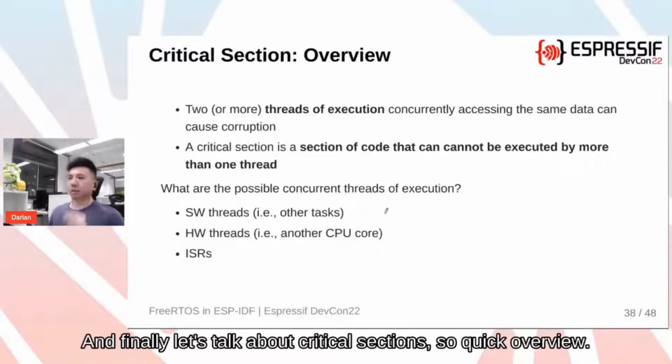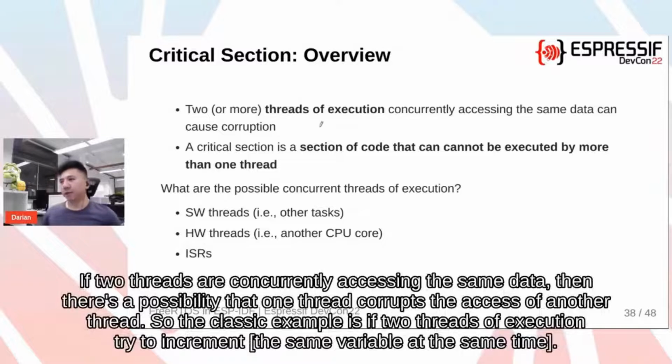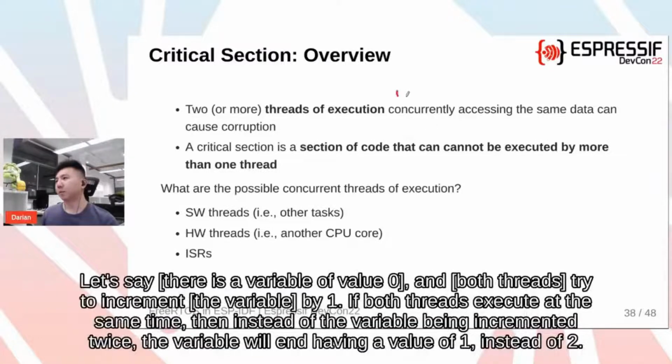And finally, let's talk about critical sections. So, quick overview. If two threads are concurrently accessing the same data, then there's a possibility that one thread corrupts the access of another thread. So the classic example is if two threads of execution try to increment a variable at the same time. Let's say the variable is 0, and then both try to increment it by 1. Then if both threads execute at the same time, instead of the variable being incremented twice, the variable will end up being a value of 1 instead of 2.